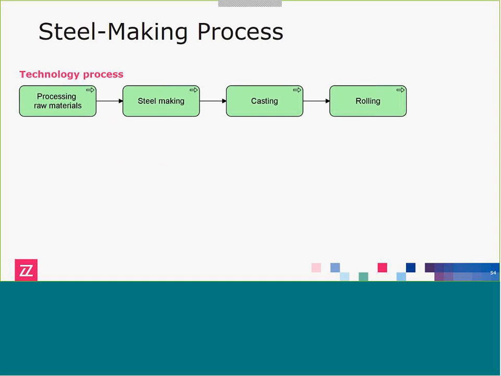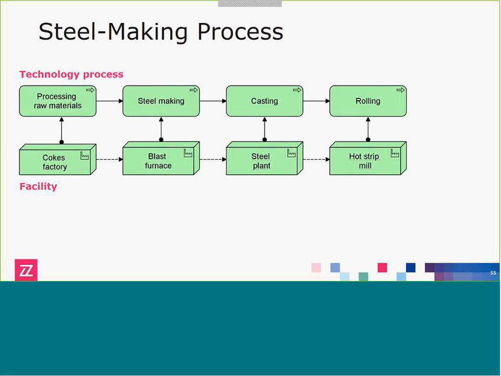It's certainly not the full model. It's simplified, otherwise it wouldn't fit on the slide. But just to give you an impression of what you can do. Here we have a process to create steel, processing raw materials, then the steel is cast, and then that's rolled into rolls of steel.